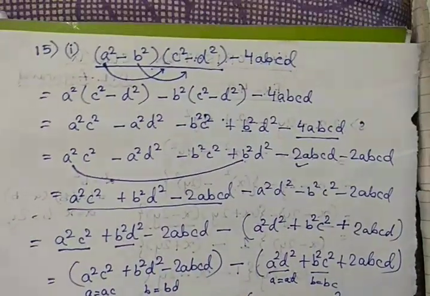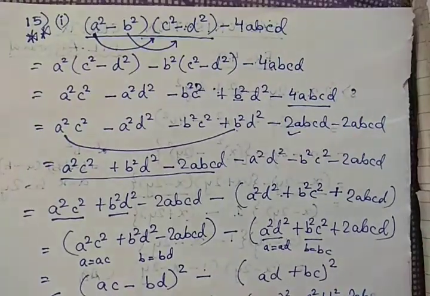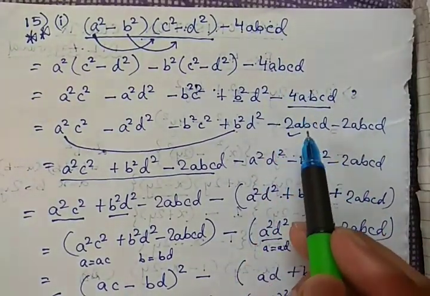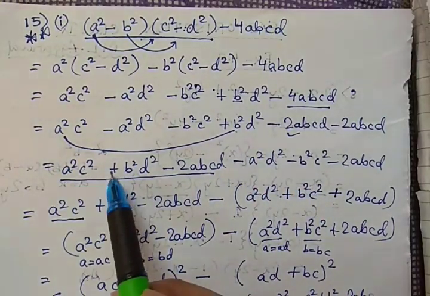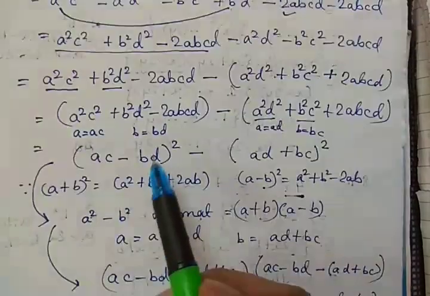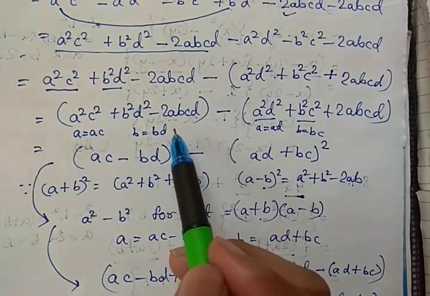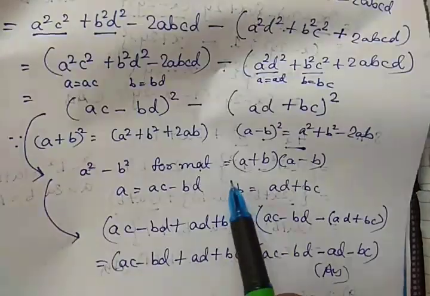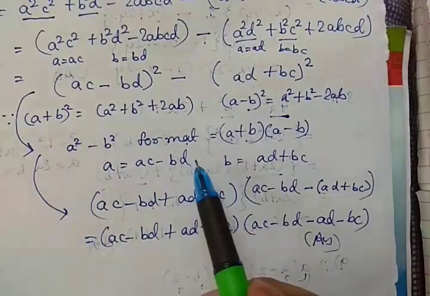This is a very important sum. Okay. First we are breaking down 4abcd. Then we are recombining the positive squared terms and the negative squared terms. Then we are taking minus as common. Then we are applying the (a plus b) whole square formula. We are just applying the reverse form of the expansion, and then we are applying the (a plus b) into (a minus b) format.